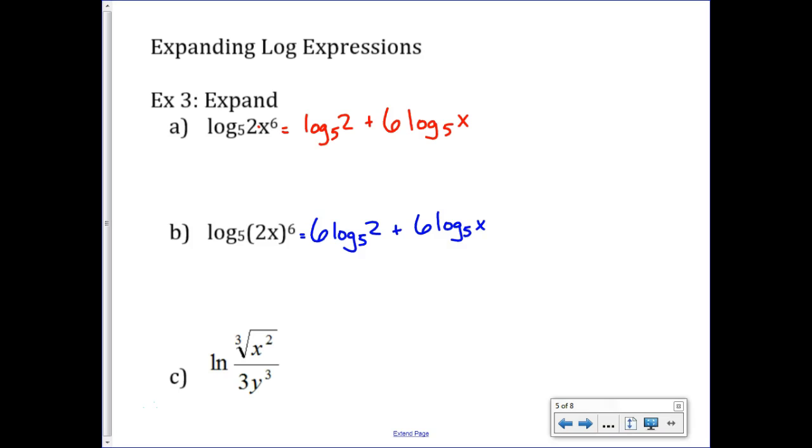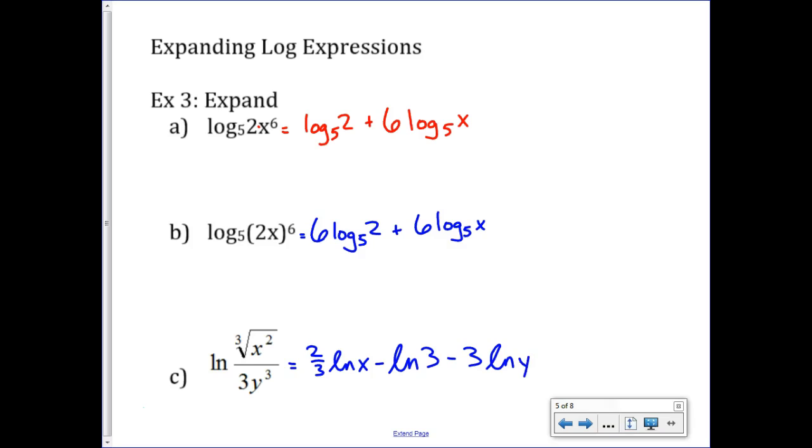So they're slightly different because of the parentheses. Alright, this next one, I know that this numerator is the same as x to the 2/3 power. So I'm going to go ahead and put 2/3 out front of this natural log of x, and then I'm going to subtract the natural log of 3. And I'm also going to subtract 3 times the natural log of y.